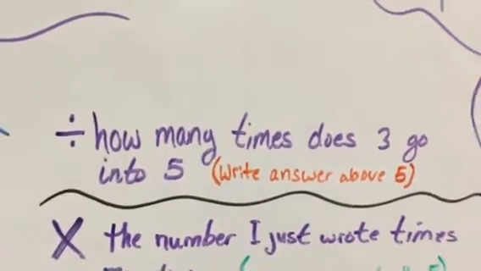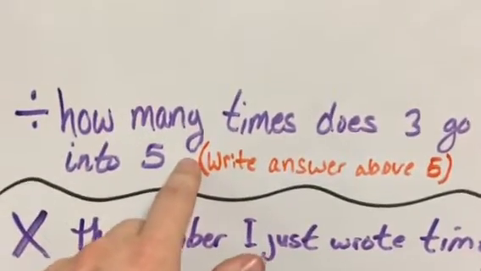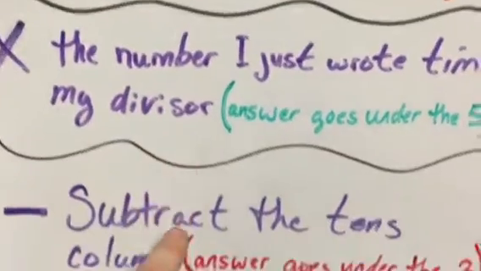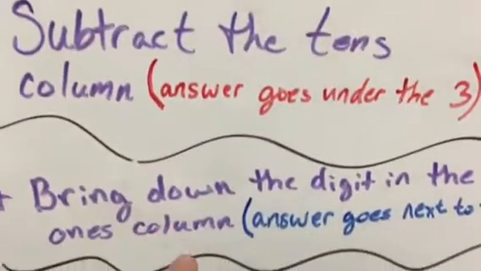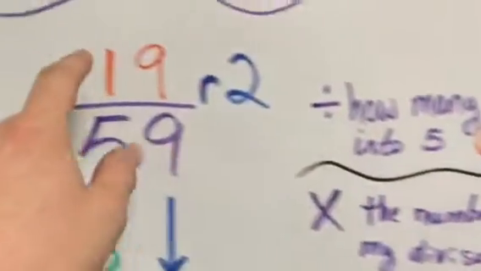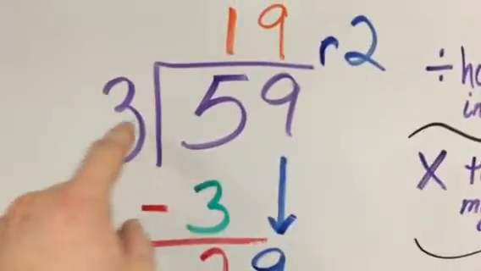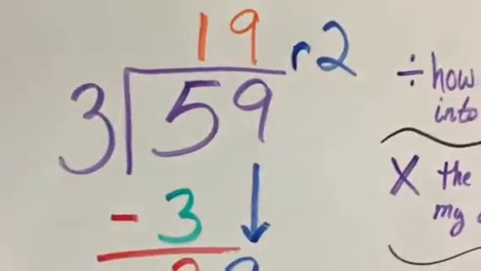I'm going to write that answer above 5, and you can see I wrote it in orange. Every one of these I wrote in a different color until we start over doing division. That comes back to orange. So we have our orange, it goes up here. So 3 goes into 5 one time.